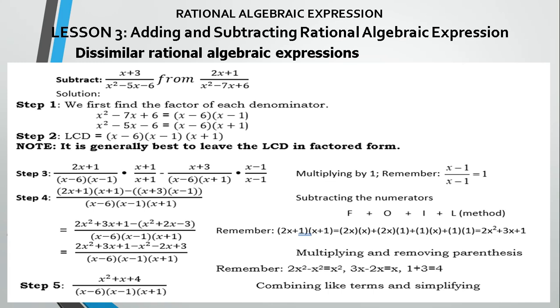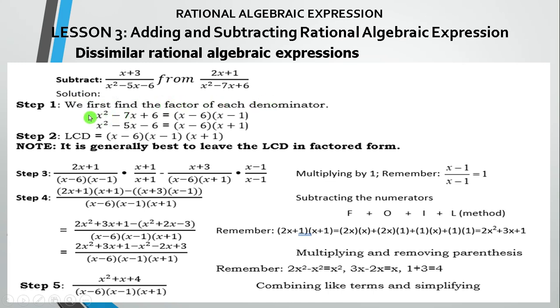Okay, so we have here, subtract x plus 3 all over x squared minus 5x minus 6 from 2x plus 1 all over x squared minus 7x plus 6. Ang kanilang denominators ay magkaiba. Okay, so first, find the factor of each denominator.